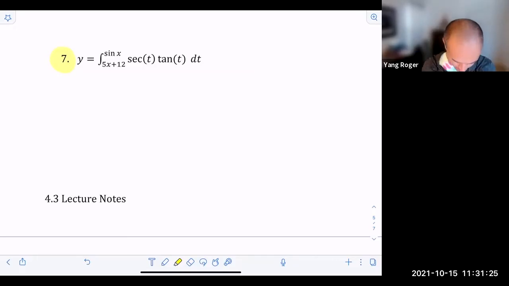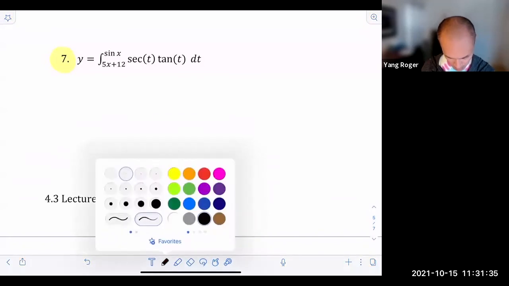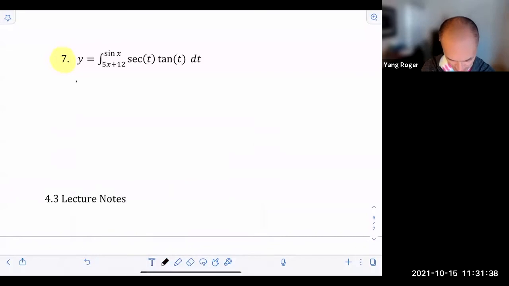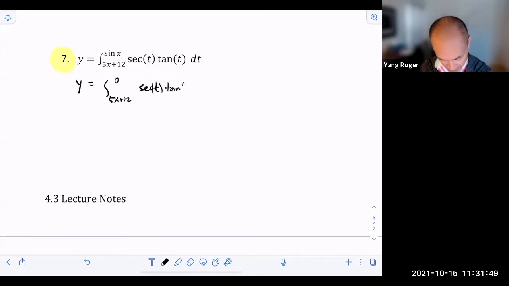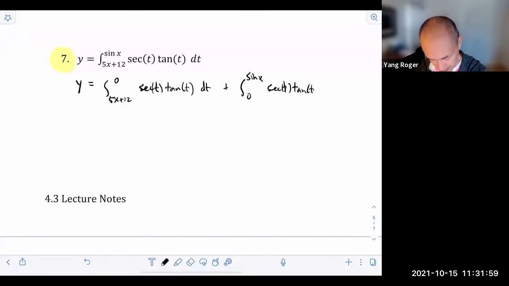So here's what I'm going to do. The first thing I'm going to do is take y and split it into 2 pieces: the integral from 5x plus 12 to 0 of secant t tangent t dt, and then from 0 to sine x of secant t tangent t dt. And then I'm going to flip it.